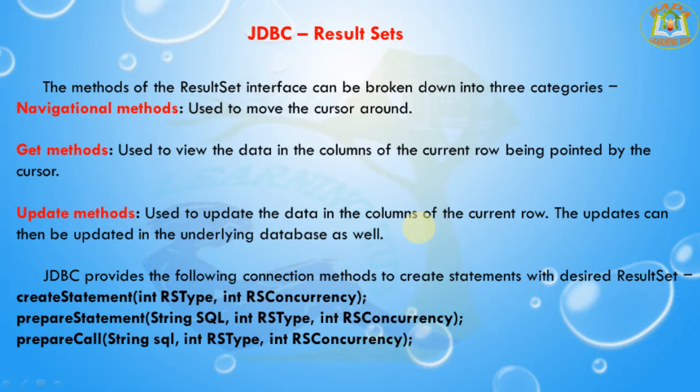The result set object maintains a cursor that points to the current row in the result set. The term result set refers to the row and column data contained in a result set object.